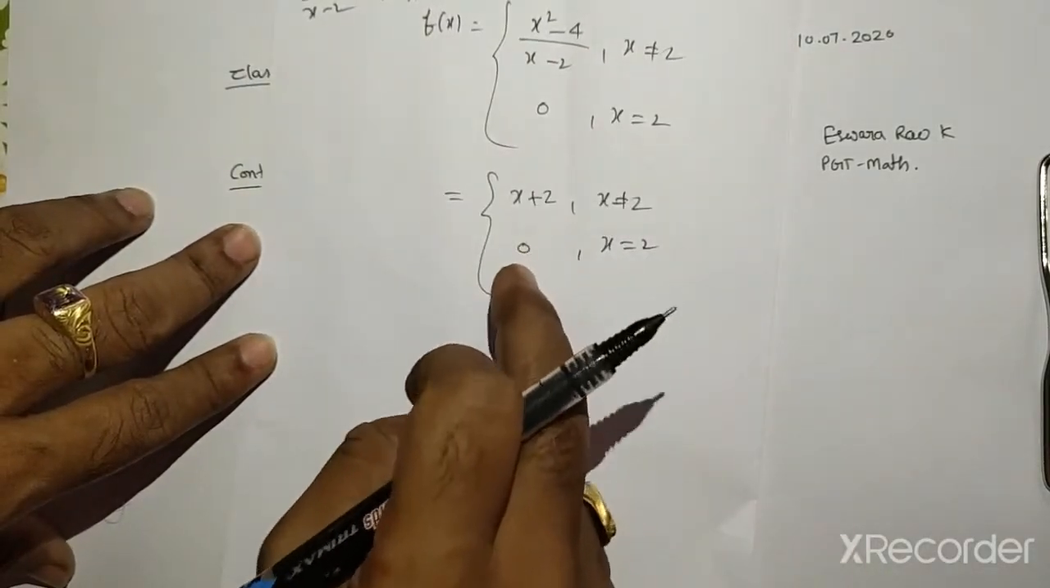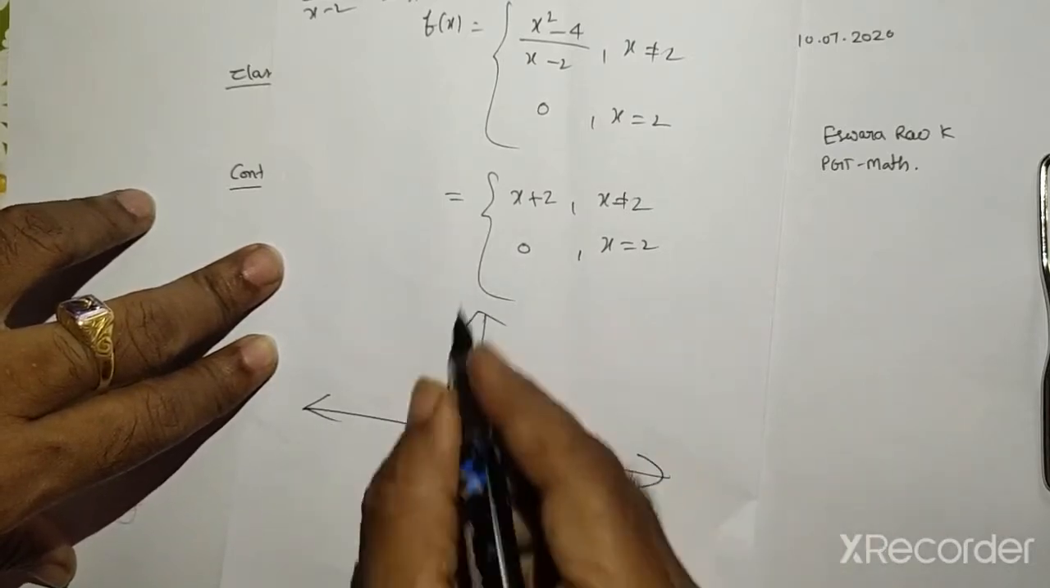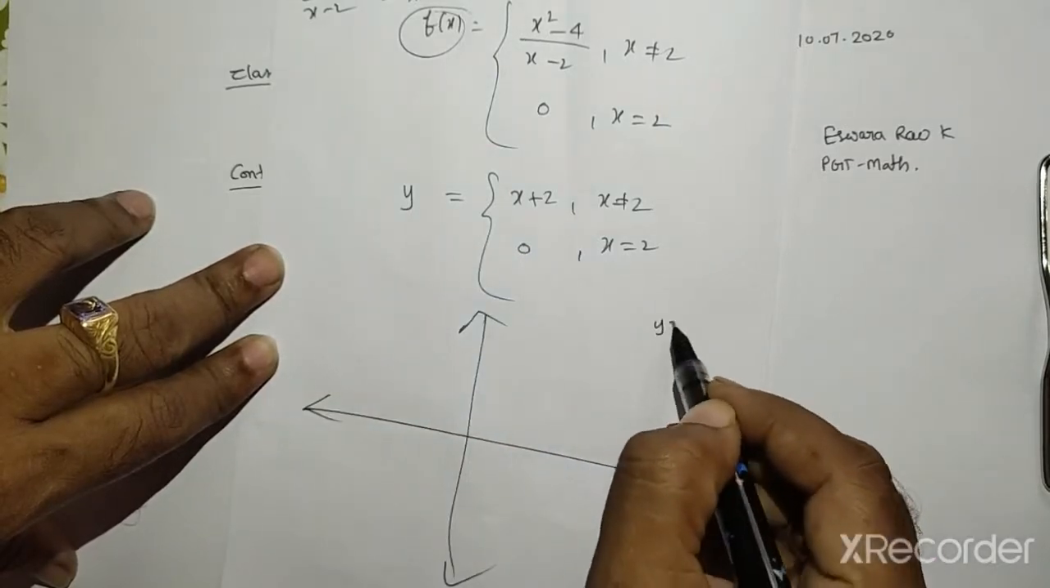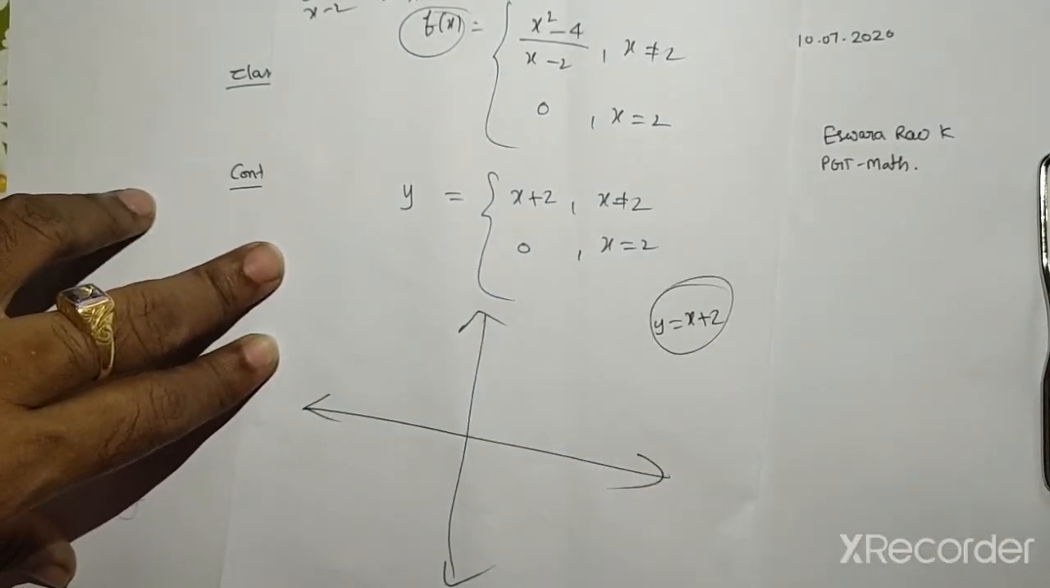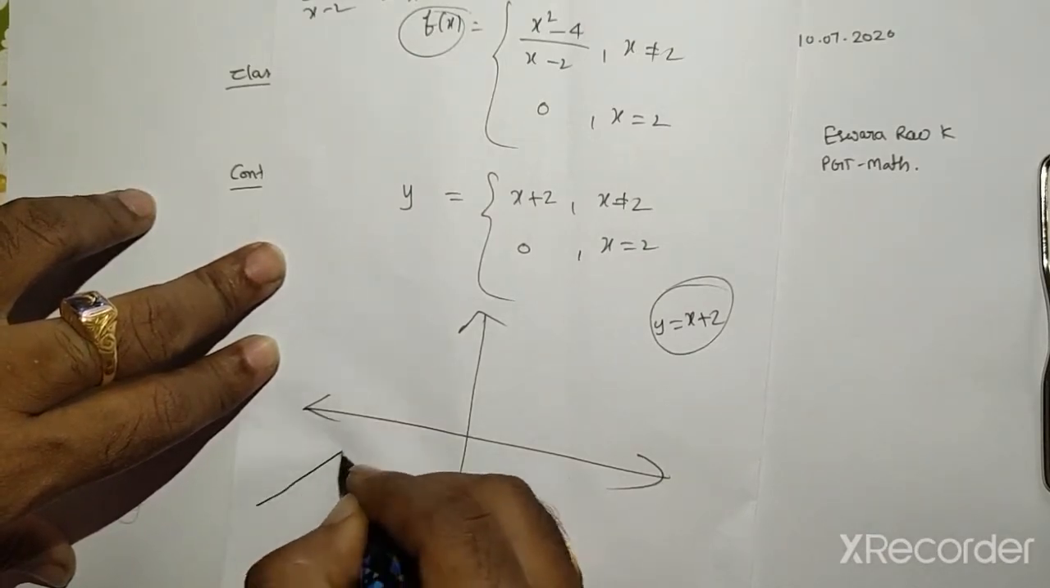When you draw the graph of this one, you can obtain it like this. See, y is equal to f of x. So y is equal to x plus 2 is a straight line. It will be like this.